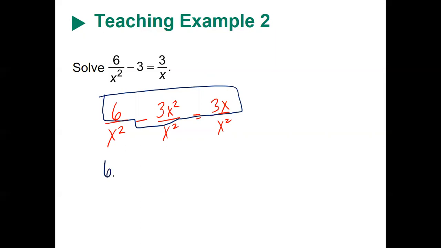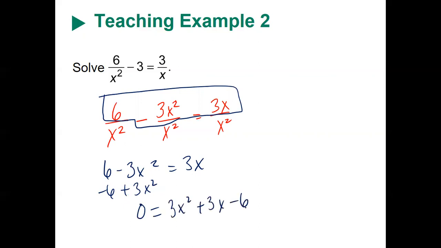So we have 6 minus 3x squared equals 3x. I can turn this into a standard quadratic by subtracting 6 and adding 3x squared. So we have 0 equals 3x squared plus 3x minus 6. And at this point, you have the choice to solve this by grouping. You can solve it by quadratic formula. Whatever your strong suit is, that's how you solve it. Personally, I prefer to group.